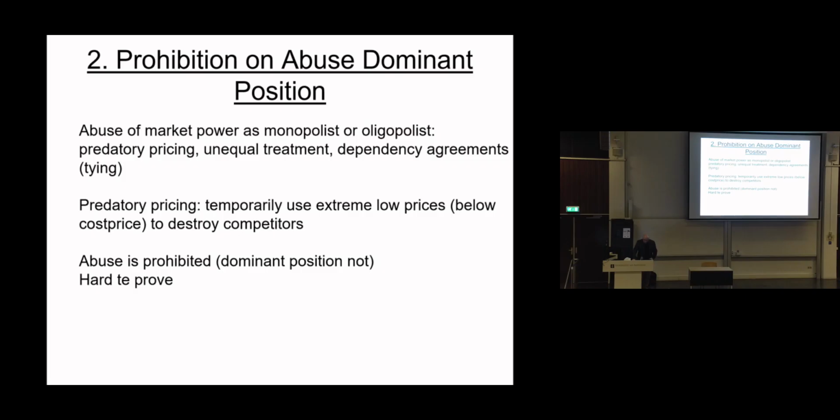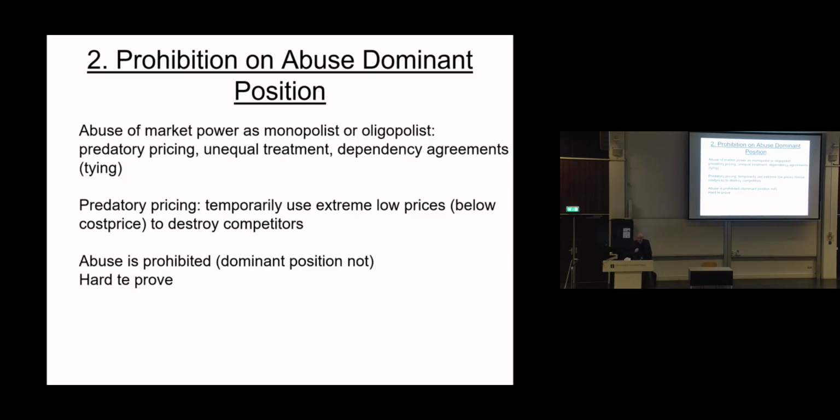Right. Now, this is interesting, the prohibition of a dominant position of a business. And that has to do with the market structure. There's an abuse of market power when there is, for example, a monopolist or oligopolist. Oligopolist meaning the only demander for a particular product. Predatory pricing, unequal treatment. Well, there's a whole lot of misuse or abuse of power.